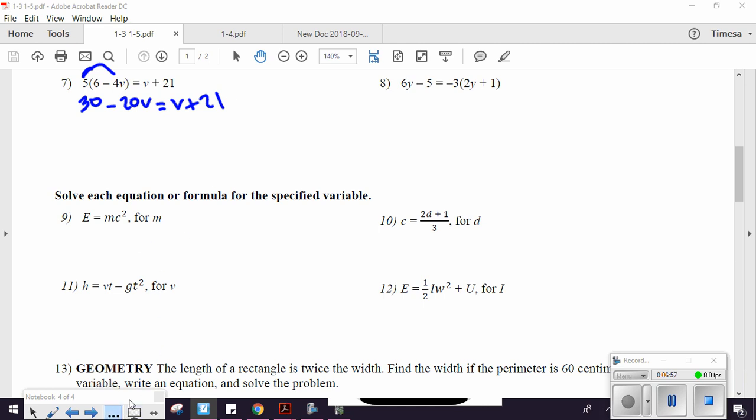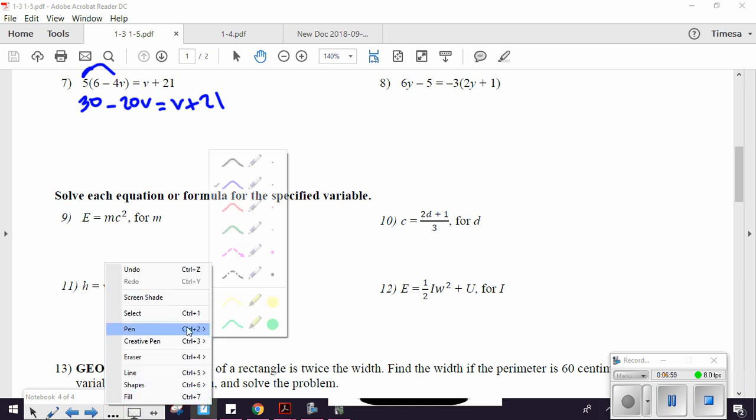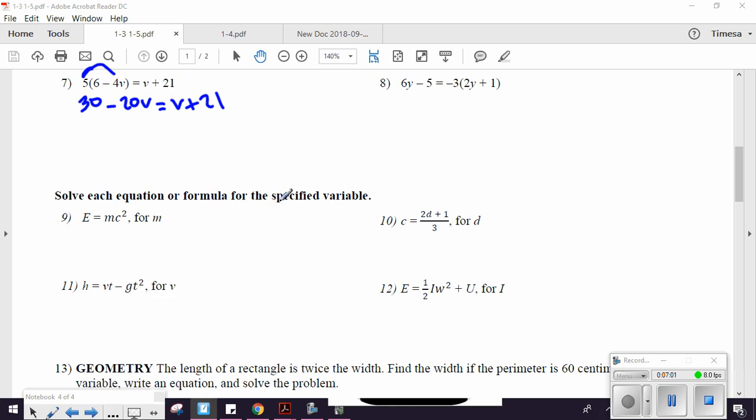Now because I have V on both sides of my equal sign, I always say move small brother to join big brother, so I'm going to add 20V to both sides.